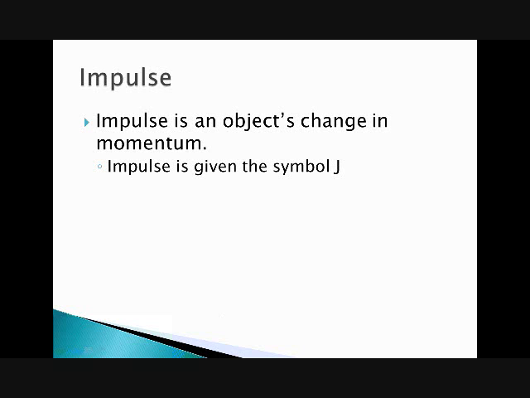Impulse is the object's change in momentum. We give it the symbol J. I don't really know why. If you want to score some extra points, look it up. Tell your teacher, hey teacher, I know why impulse is given the symbol J. They'll love you for it. And so here's our equation for impulse: J is equal to change in momentum, which is mass times change in velocity. The change in velocity is final velocity minus initial velocity. And so we can rewrite this as mass times final velocity minus mass times initial velocity. And as we already know, the change in momentum is also equal to force times some time period.